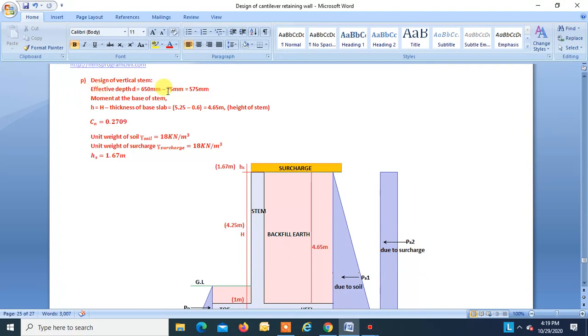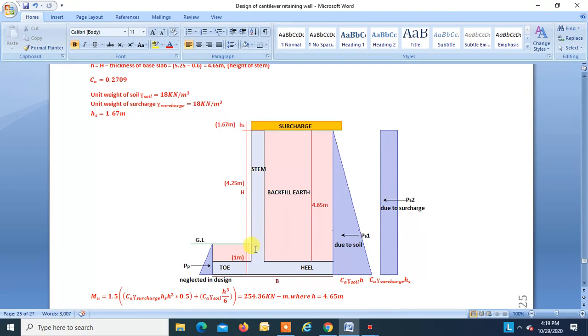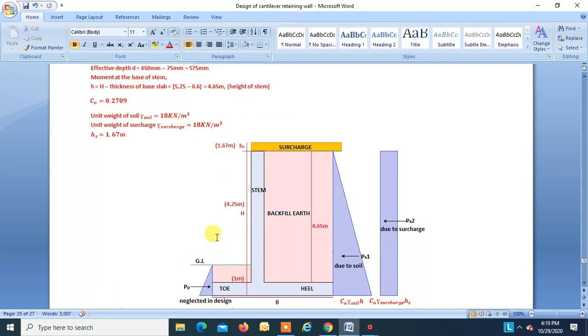Effective depth d is 650 minus 75. With the depth of the stem we have taken as 0.65 meters, that is 650 mm, and 75 mm is the effective cover. So the effective depth is 575 mm. So moment at the base of the stem. This is the critical section where the moment is to be found.